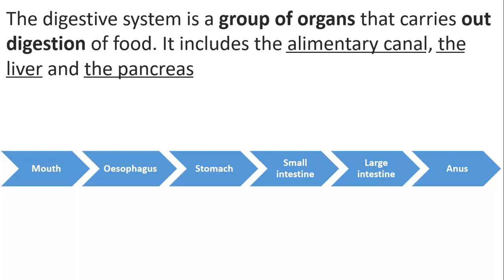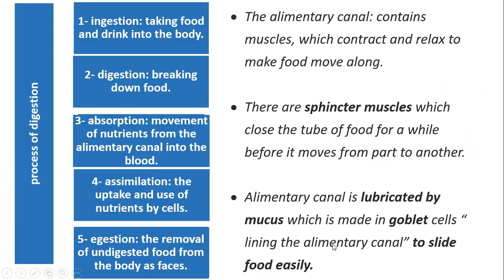So, what's the alimentary canal? The alimentary canal is the pathway of the food. It is the part of the digestive system in which the food passes. It starts with the mouth, and then the esophagus, and then the stomach, small intestine, large intestine, and then finally the anus.